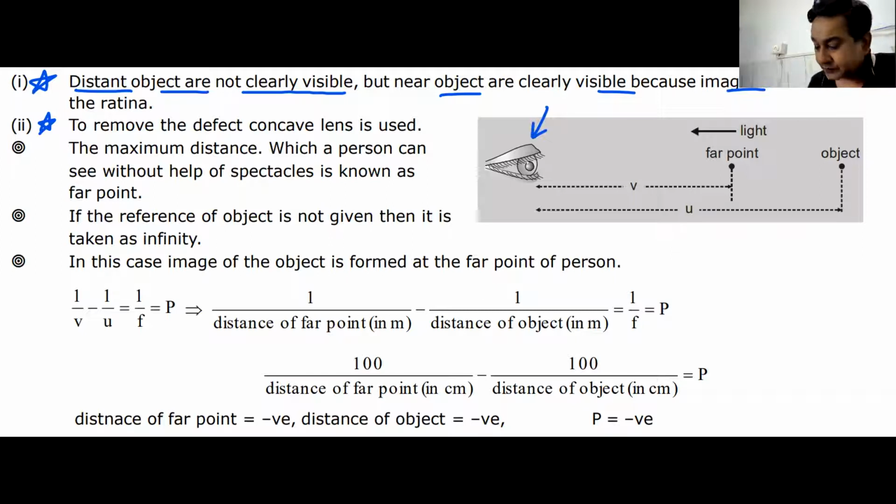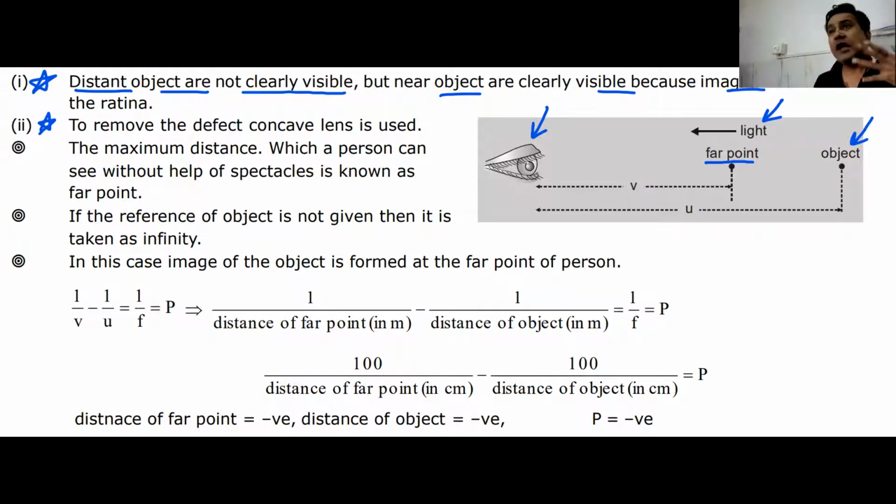This is your eye. This is definitely not my eye, because I can see distant objects clearly. Light is coming from a far point. Oh, sorry. Light is coming from this object. Now, there is a concept known as the far point, and please remember this concept. What is this far point?